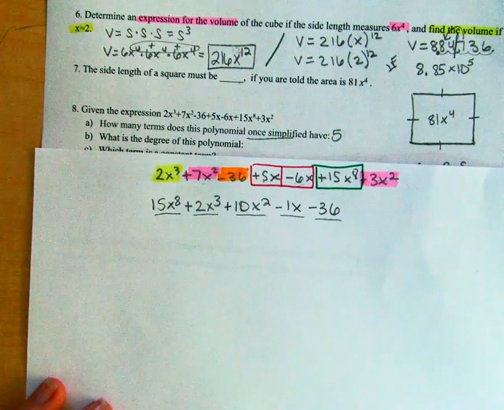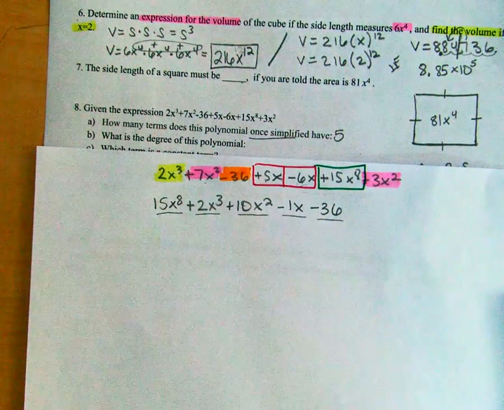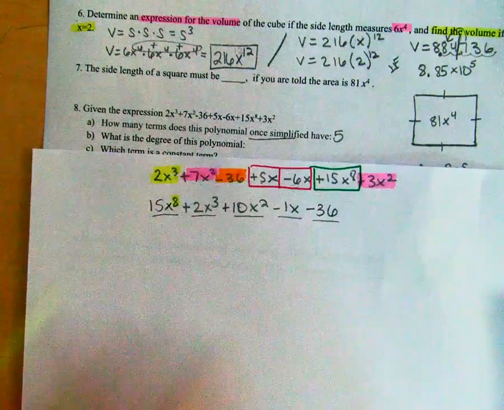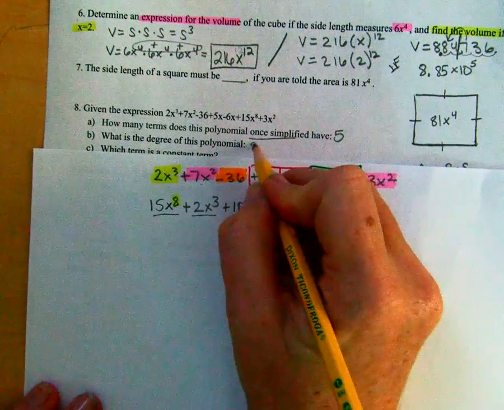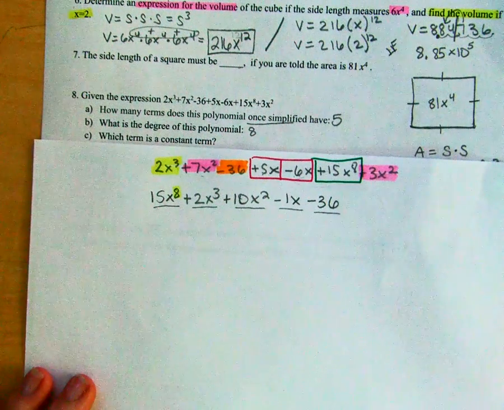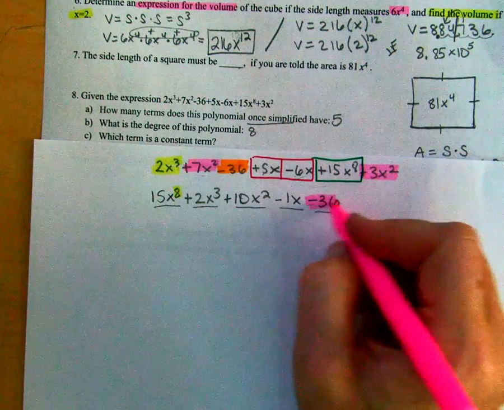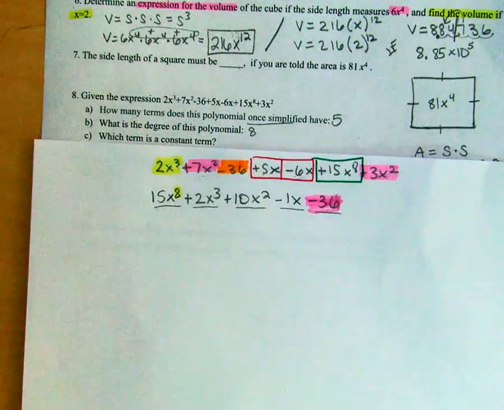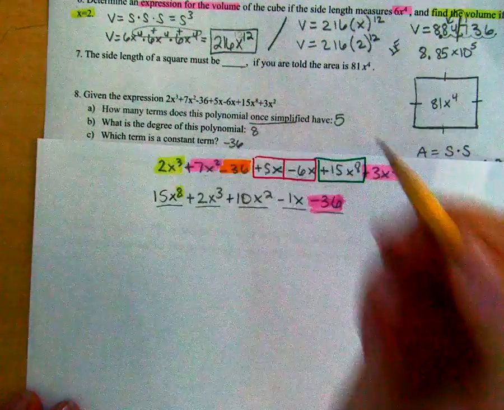Then it says, what is the degree of this polynomial? So remember, degree is really easy. It's just, what's the biggest exponent? Do not miss this give me question. 8 is the degree of this polynomial. Which term is the constant term? The constant term is the number that doesn't have a variable on it with the sign in front of it. So the constant term would be negative 36.